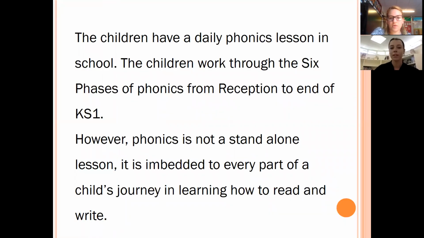So today we're going to talk to you about phonics. The children have a daily phonics lesson in school. The children work through the 6 phases of phonics from reception to the end of Key Stage 1. However, phonics is not a standalone lesson. It is embedded into absolutely everything the children do, and it's imperative to their journey in learning how to read and write.